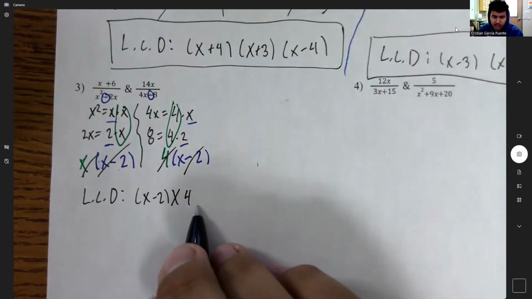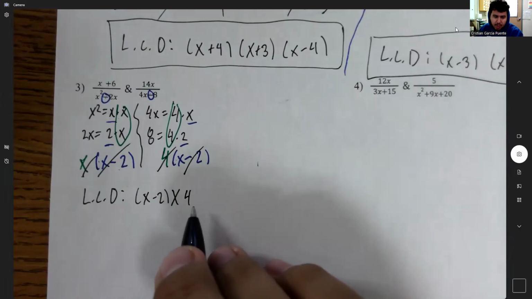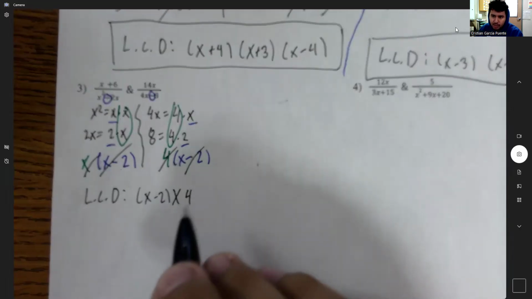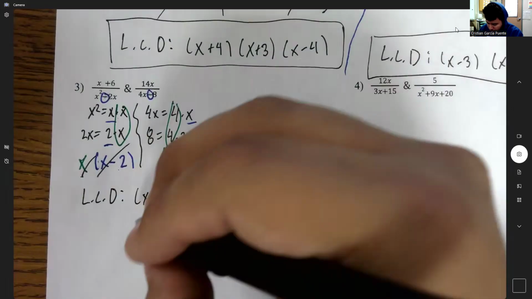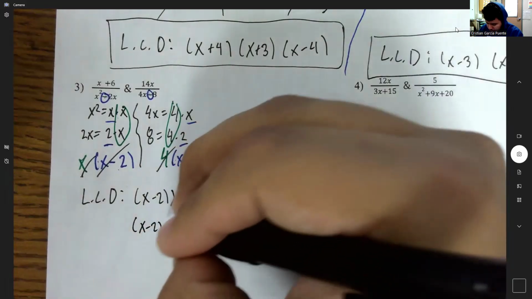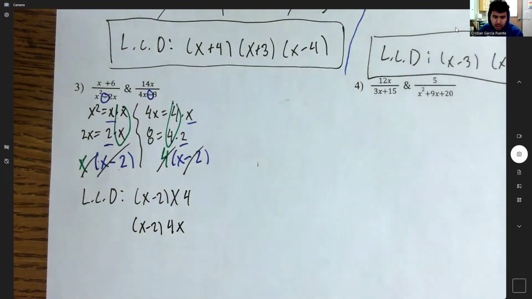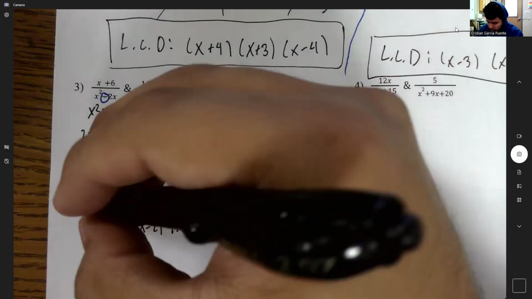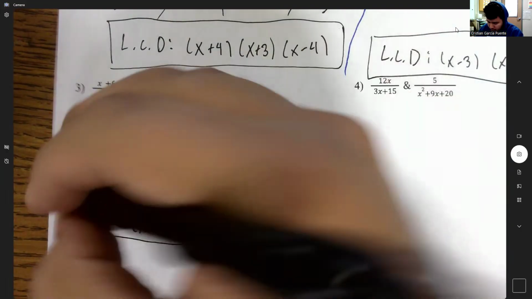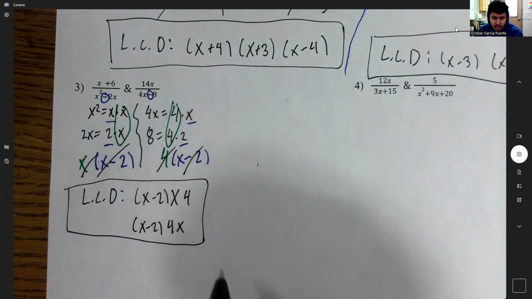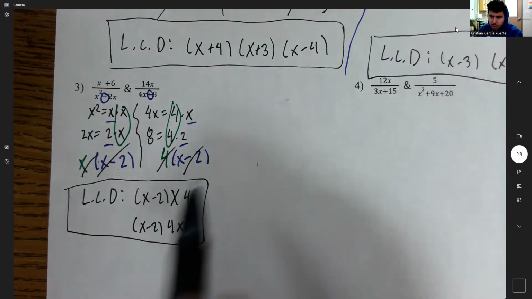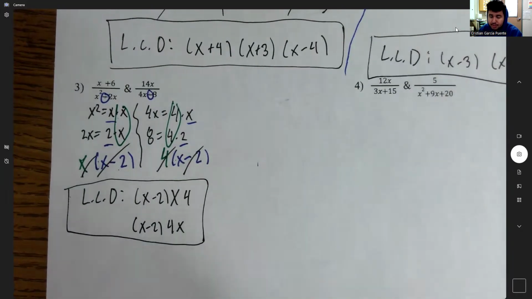But I don't like having my 4 after the x. I'd recommend putting your 4 before the x, so I would recommend writing it like this: x minus 2, 4x. But both of these answers are correct. I'd recommend writing your numbers first and then the x, but you could put the first one and it's still right, because again, you're just multiplying.